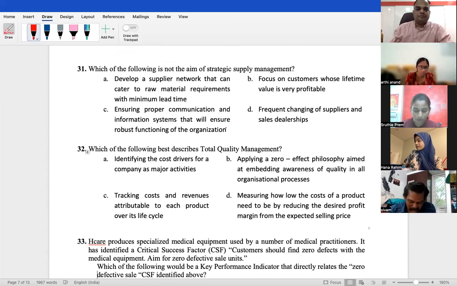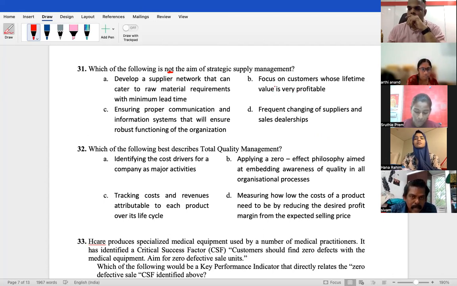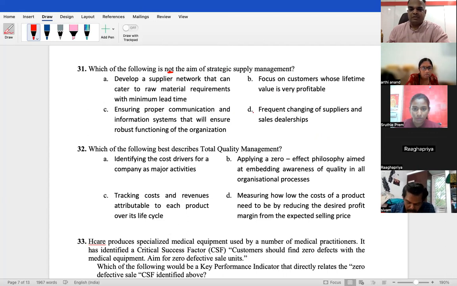Next question. Which of the following is not the aim of strategic supply management? Option A, develop a supplier network that can cater to raw material requirements with minimum lead time. Option B, focus on customers whose lifetime value is very profitable. C, ensuring proper communication and information systems that will ensure robust functioning of the organization. Option D, frequent changing of suppliers and sales dealerships. Option D, frequent changes. That is not correct. Other elements form part of supply chain. Next.